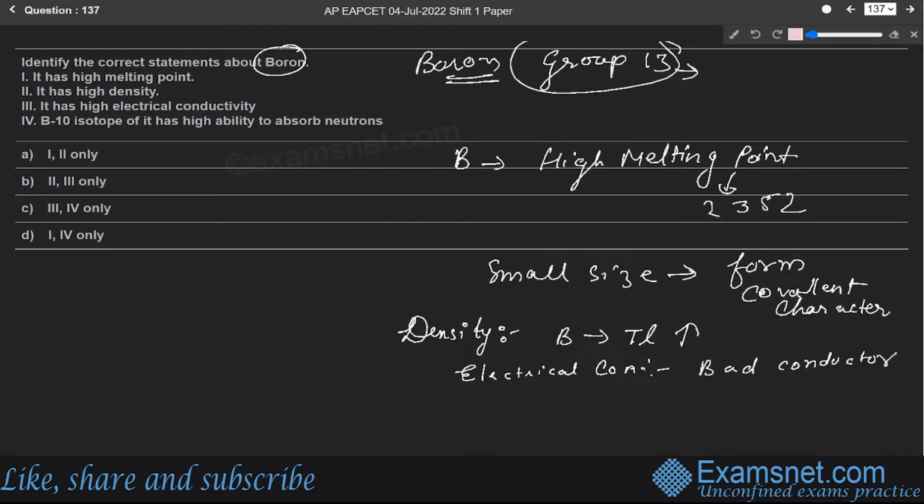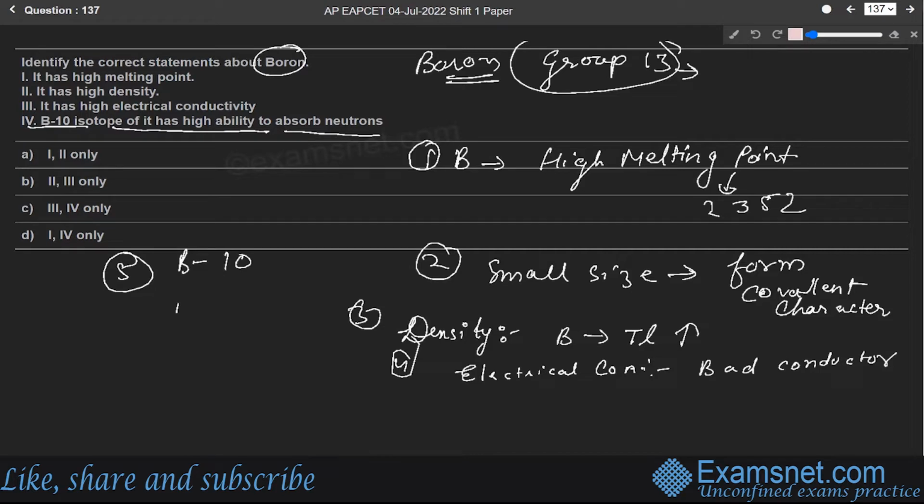Now what the fourth option states: the B10 isotope has a high ability to absorb neutrons. So B10 is basically the isotope, right? So for boron, let me write this: first point, second point, third point, fourth point, and the fifth point. Fifth point is boron 10, right? B10 is a good neutron absorber.